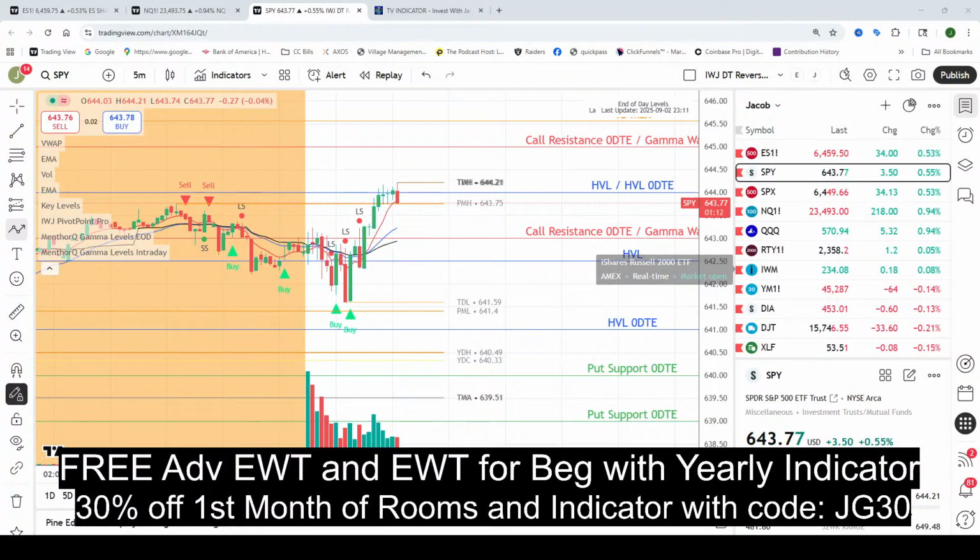All right, looks like the bears are trying to give us something here. I mean, it's not a lot. It's moved like 20 cents, 30 cents, but still, it's a chance.